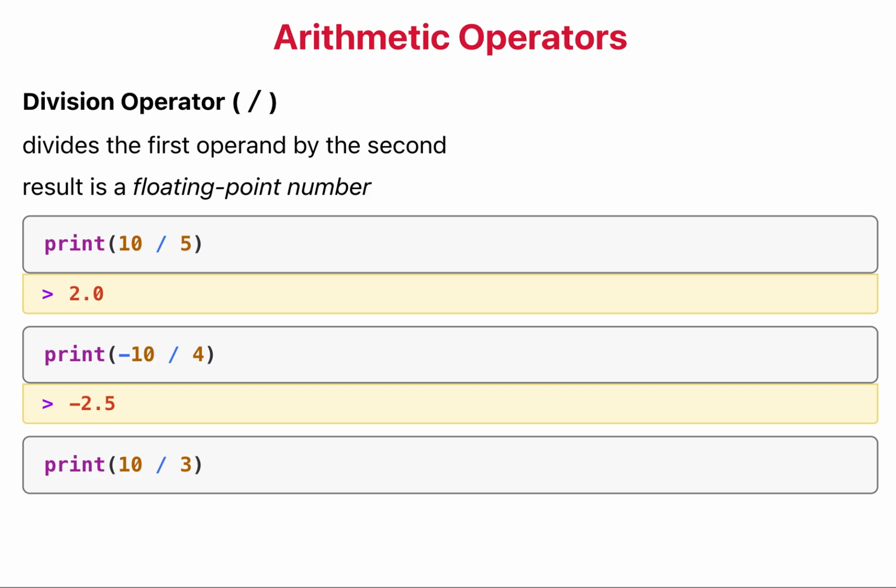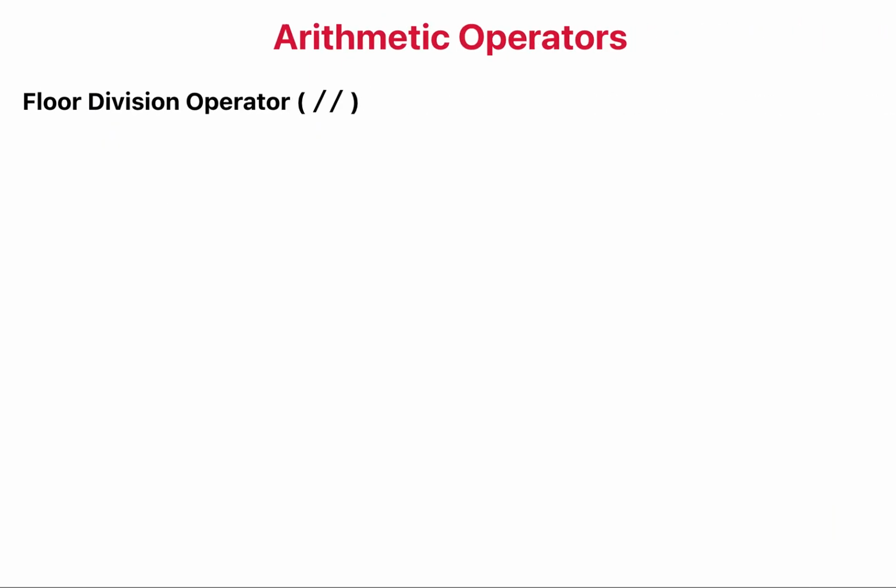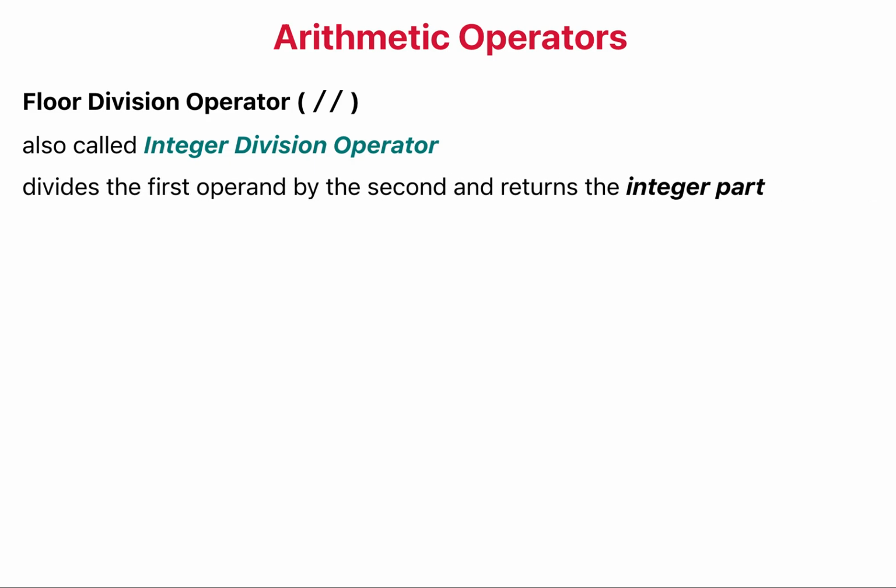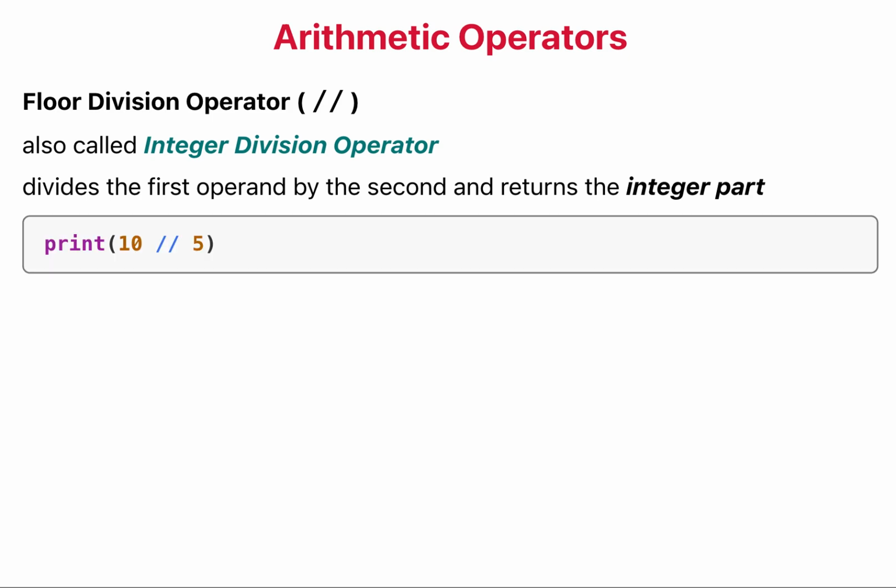Sometimes, the result of a division operation is a non-terminating decimal value. In such a case, the float value shown in the result is approximated after a few decimal places. The floor division operator is also known as the integer division operator. It is represented by // and divides the first operand by the second operand and returns the integer part of the quotient. So, when we perform floor division of 10 by 5, the result is an integer 2.